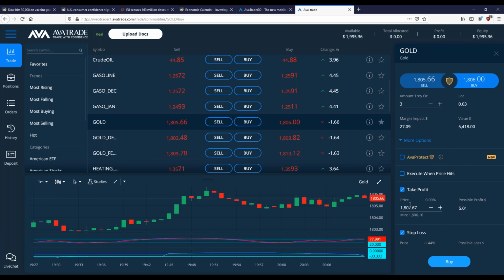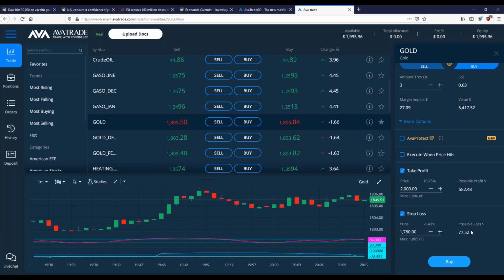Same with the take profit. Maybe I'm saying I want to take profit at 2,000. And I say, okay, look, my possible profit is 582. My possible loss is 77. I could take an attempt like this and be wrong 4 times and win once. And I'm good, right?